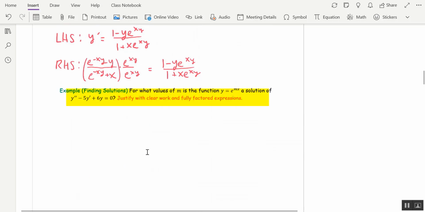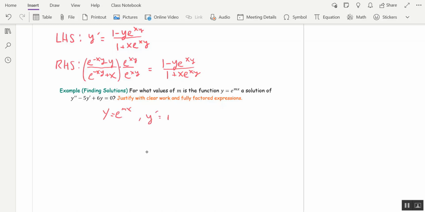Okay, for what values of m is the function y equals e to the mx a solution of this differential equation? So we need to do some preliminary work. Y is e to the mx, so y prime would be m e to the mx. Y double prime, bring another m down, m squared e to the mx. So for y to be a solution, we would need y double prime, which is m squared e to the mx, minus 5y prime, which is m e to the mx, plus 6y, which is 6 e to the mx. That would have to be 0 for all x.